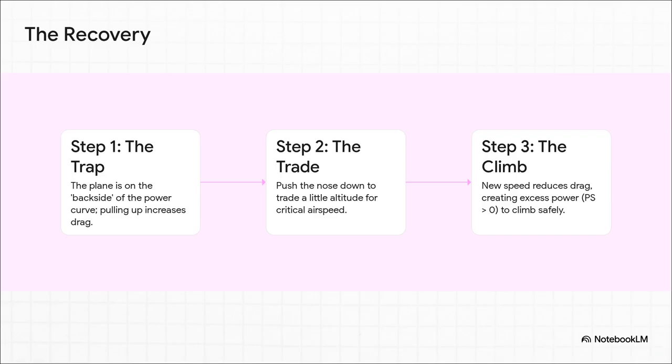So by pushing the nose down, the pilot makes a deliberate trade. They spend a little bit from their altitude account to make a huge deposit into their airspeed account. That sudden rush of speed slashes the drag, which means the engine suddenly has excess power again. And with that new surplus of energy, the plane can finally start a real, sustainable climb and get over that obstacle. It's a life-saving energy transaction.